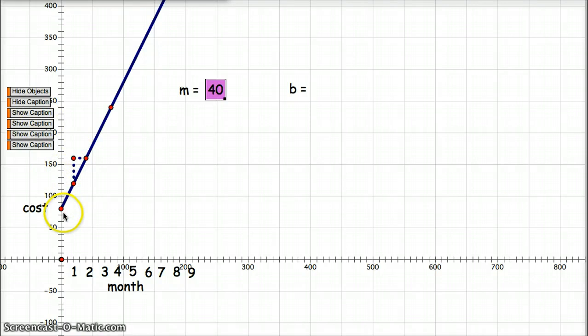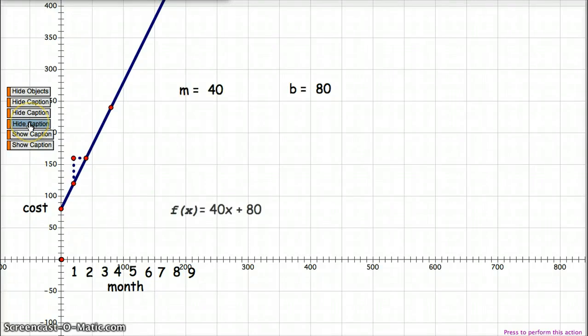What is my y-intercept? Well, that's where my graph touches or crosses the y-axis, and that's right here at 60, 70, 80. So now I have a slope and a y-intercept, so I can put that into slope-intercept form, and I end up with y equals 40x plus 80.